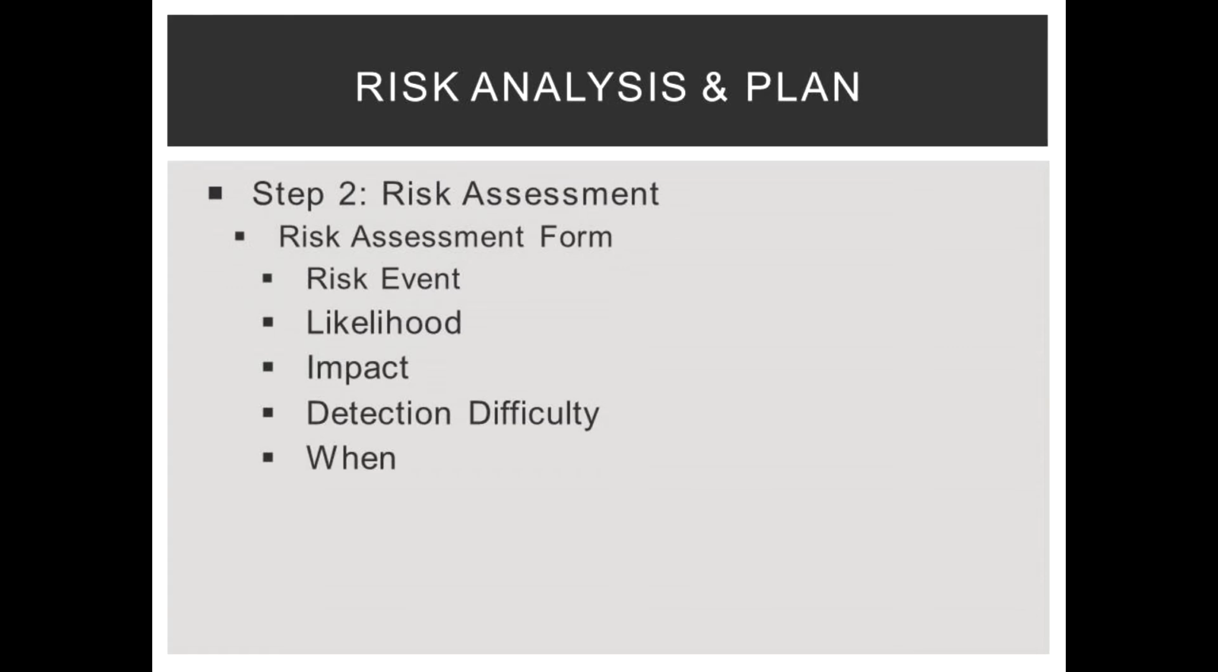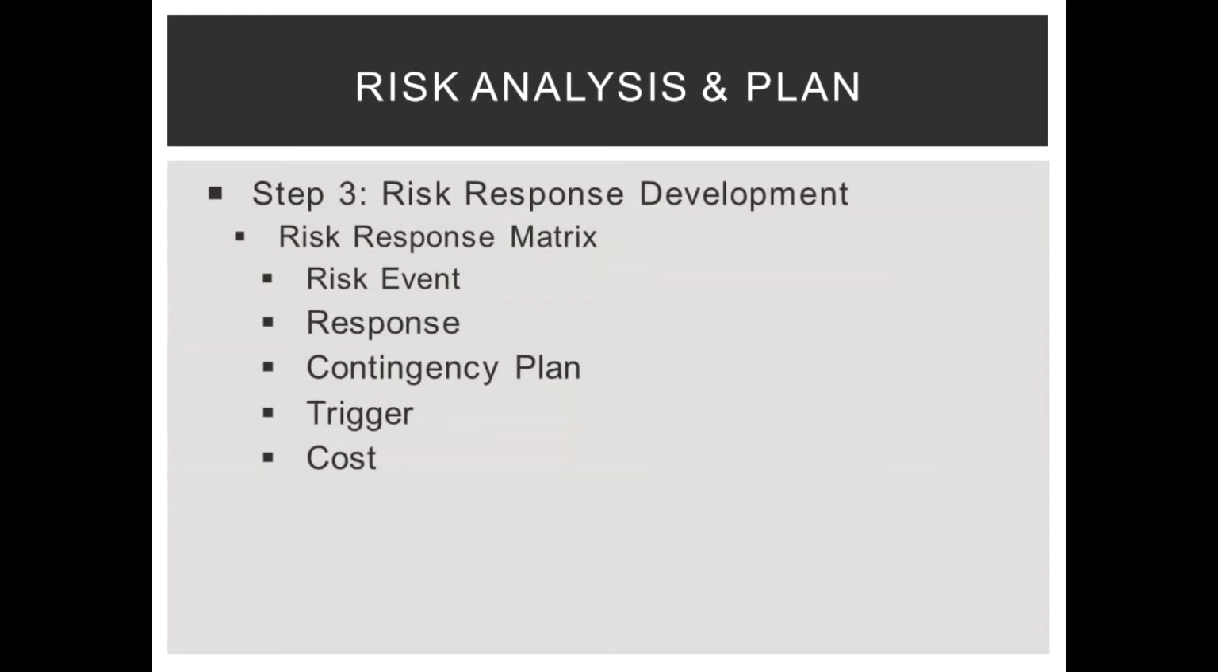We used a risk assessment form to review the events, the likelihood, the impact, the detection difficulty, and when risk can happen. For step 3, we used a response matrix to handle identified risk. Within the matrix, we listed the risk event, the type of response, reduce, avoid, transfer, or retain, the contingency plan on how to deal with the risk, the triggering event, and the predicted cost.